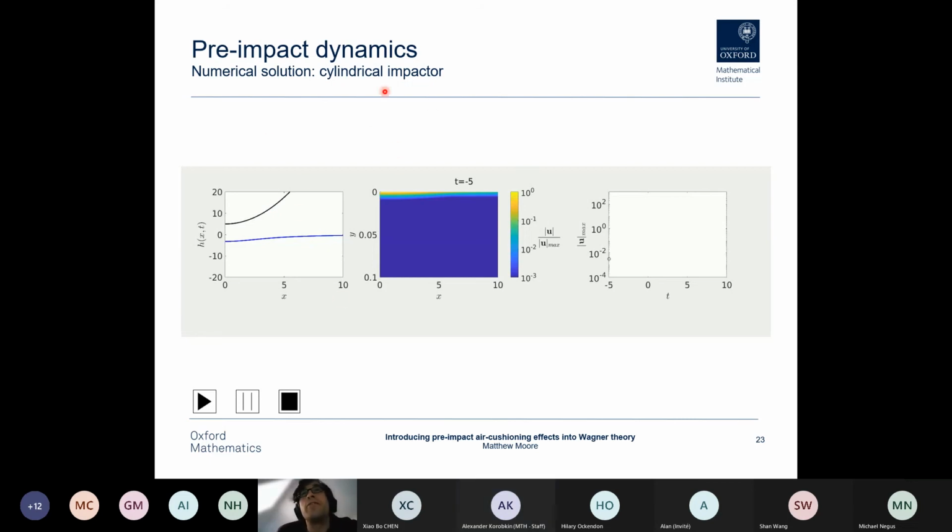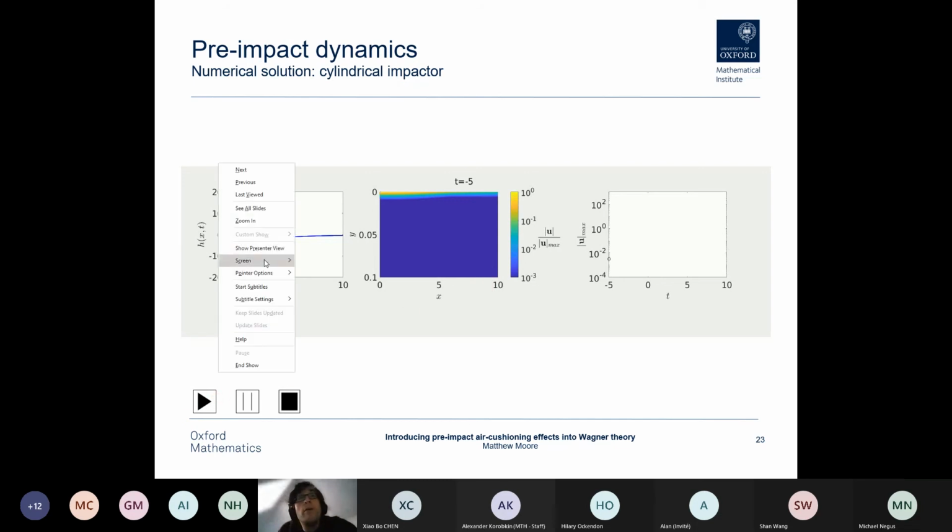So what I'm going to be showing you here is for a cylindrical impactor, which is this black curve here. We're going to send it down towards the liquid pool. So down here, this is the ocean. And you're going to see the deformation of the free surface. In the middle, I'm showing you the velocity in the liquid scaled by its maximum. So you can see early on, it's going to be constrained up here. And then in the final one, I'm just going to plot the maximum velocity. So we can see what the interaction is doing and how we're moving away from an initially quiescent pool.